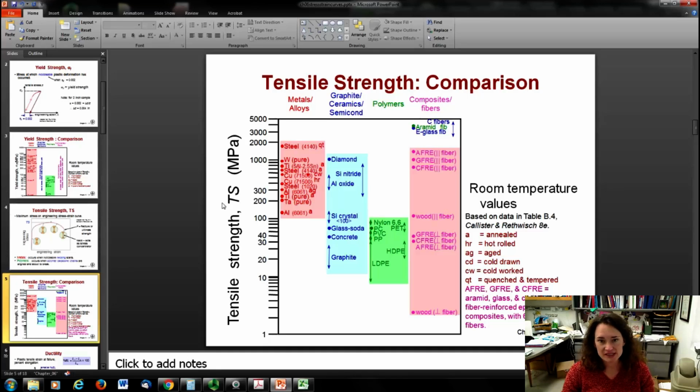But you can see that the maximum values for the tensile strength for metals and ceramics are kind of comparable up here. And of course, it's much lower than polymers. And unsurprisingly, composites span the range between metals and polymers.